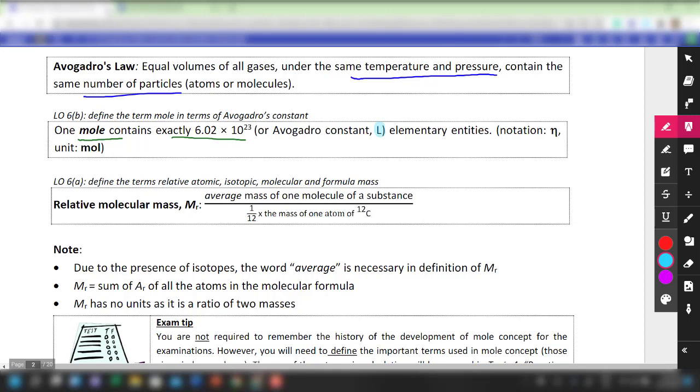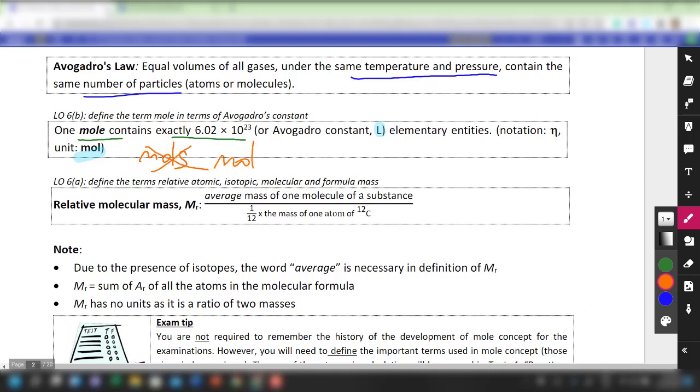Okay, and the unit is mol. Do take note of it. It's not mols. So even if it's plural, please do not write it as mols. You will still write it as mol, but you will pronounce it with an s at the back. So you say 1 mole and 2 moles, but the units will be the same. Just like 1 meter, 2 meters. For meter, you do not add an s at the back.